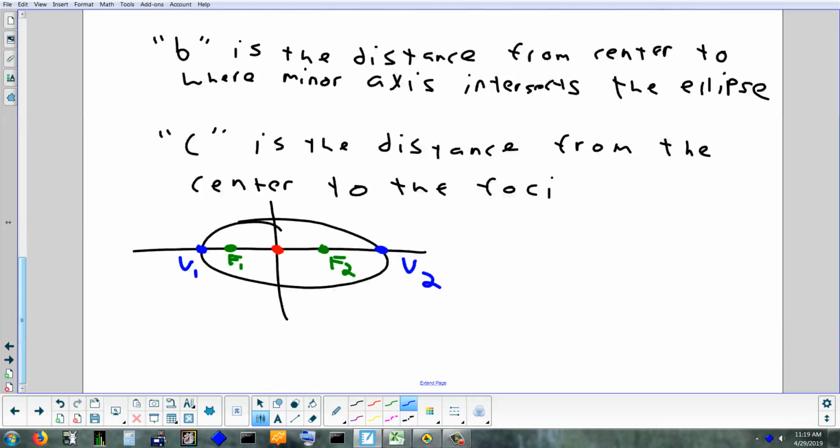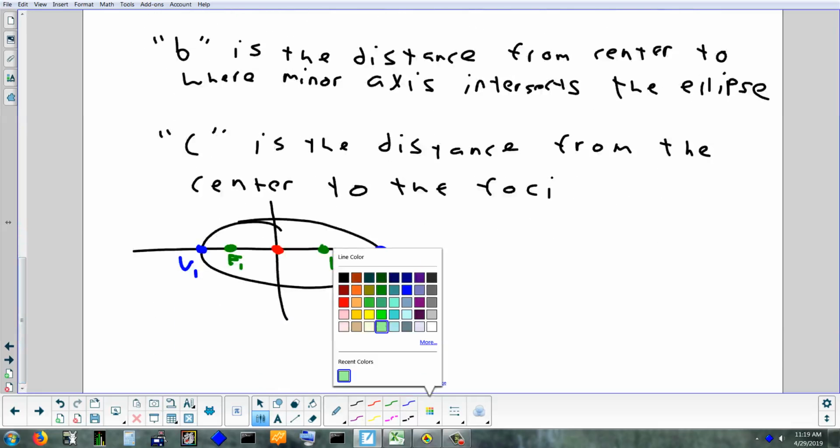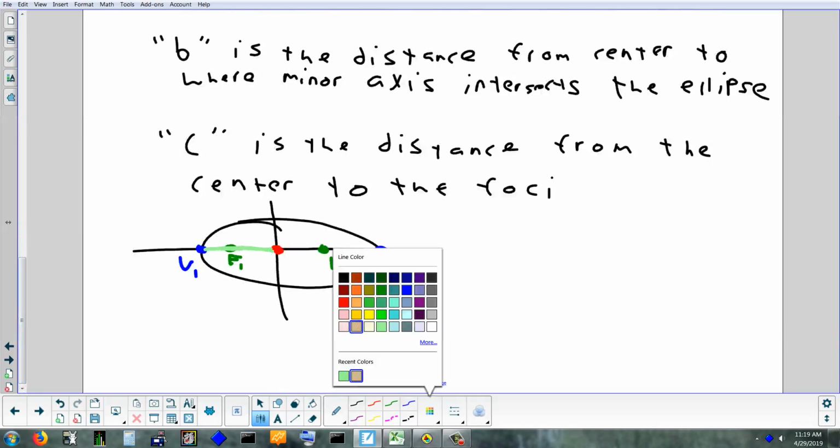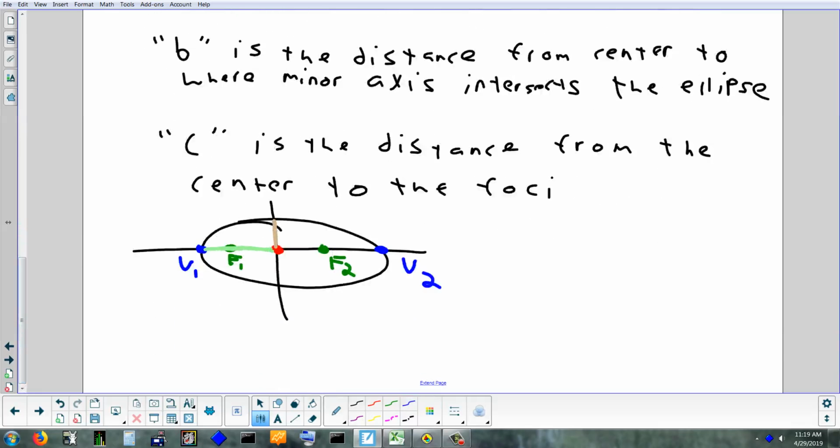That would be, let's use this color. Center to vertex. Right there. That's A. B, distance from center to minor axis. That's that. Distance from center to minor axis. C, distance from center to foci. So those three things that I just drew, that's what they would be in an actual picture.